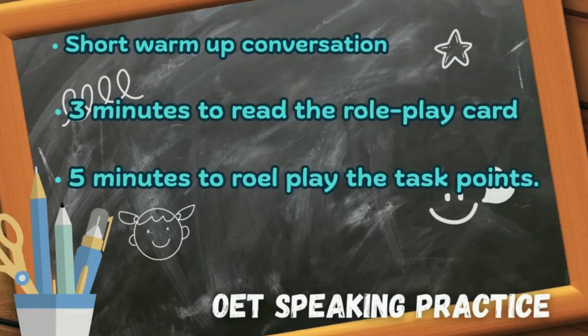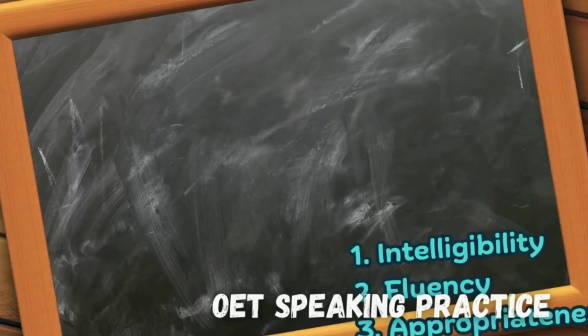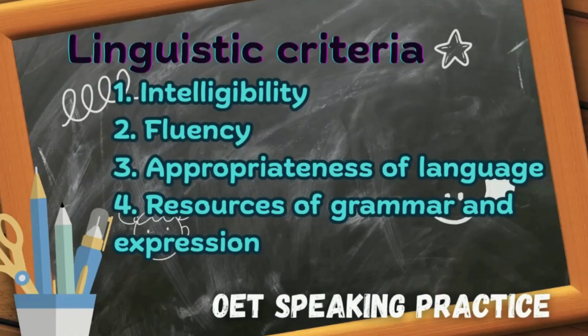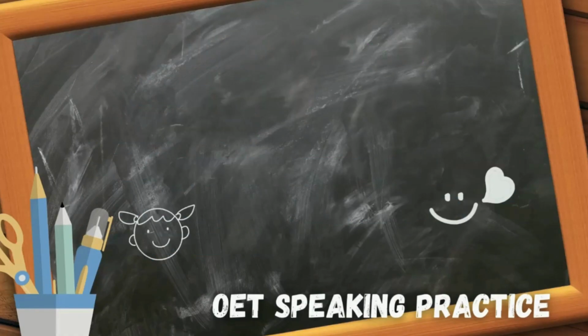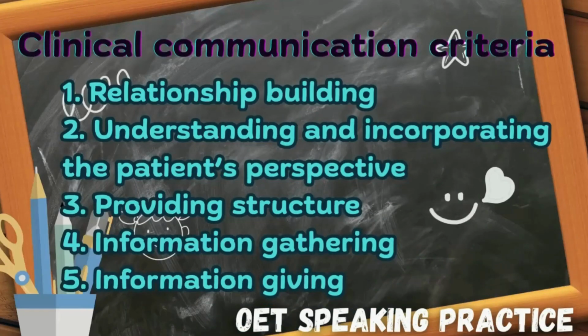For each role-play, there are 3 minutes to read the role-play card and 5 minutes to role-play the task points. The speaking test is designed to evaluate 4 linguistic criteria and 5 clinical communication criteria. Role plays are recorded by the interlocutor, and these recordings are double-marked by qualified assessors using the assessment criteria.